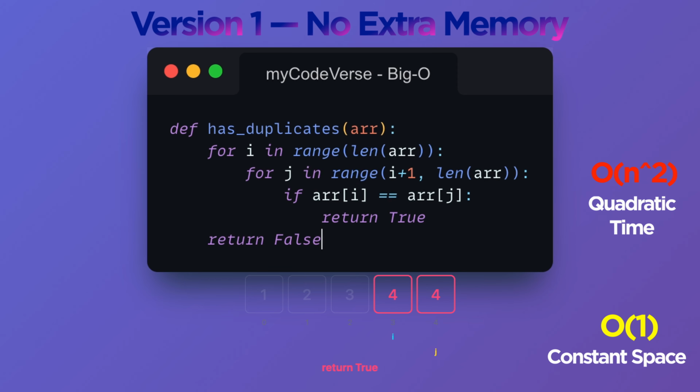So this version is time O of n squared, space O of 1. Slow, but extremely memory efficient. The kind of solution that says, I may take my time, but I travel light.